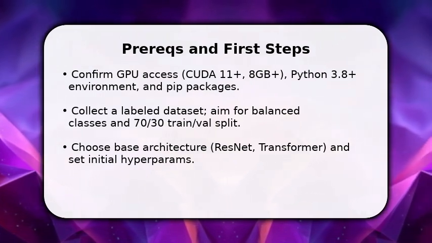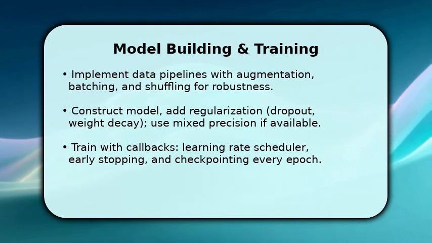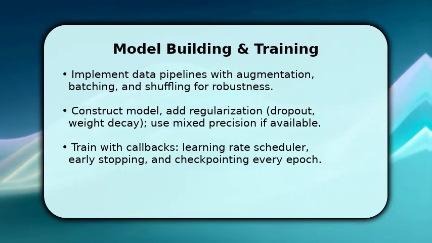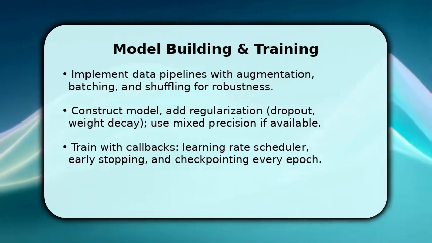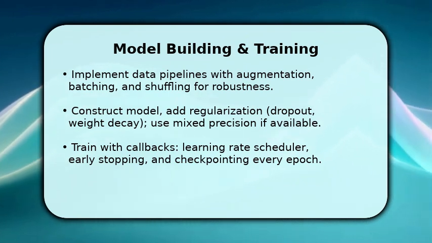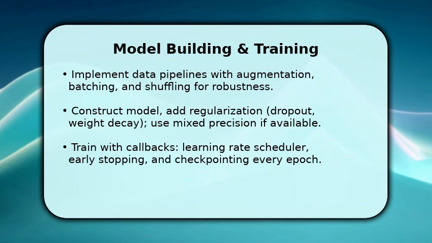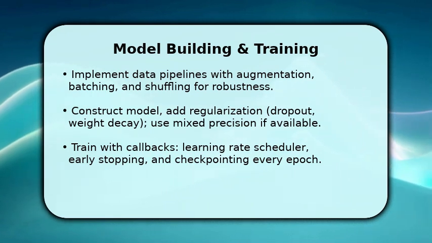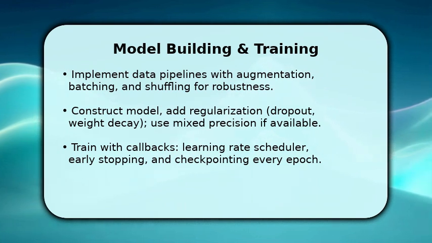Now build the training loop. Implement a data pipeline that handles augmentation, batching, and shuffling to improve generalization. Construct the model and include regularization like dropout and weight decay. Enable mixed precision to accelerate training on modern GPUs. Configure a loss function and metrics aligned with your goal. Train with practical callbacks, learning rate scheduler, early stopping, and frequent checkpointing so you can recover and analyze. Make sure to log experiments so you understand which changes move metrics.